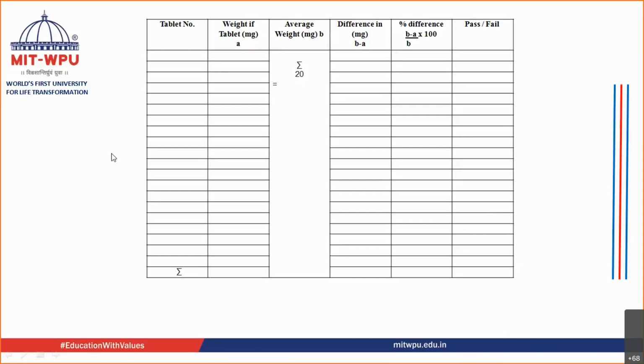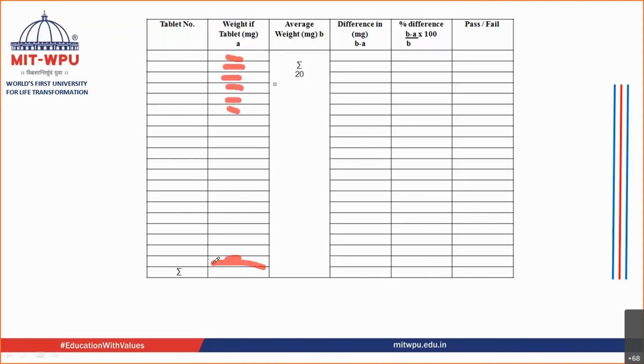Now, how you are going to prepare the table in practical? So you are going to write down the tablet numbers 1, 2, 3, 4, 5, 6, 7, 8, 9, 10 up till 20. Then you are going to write down the weight of each tablet that you are going to weigh on the weighing machine. So you are going to take one tablet, put it on the weighing machine, and write down the weight over here. Then you take the second tablet, write down the weight over here. Third tablet, fourth tablet, fifth tablet, sixth tablet, up till 20 tablets, you are going to write down the weight.